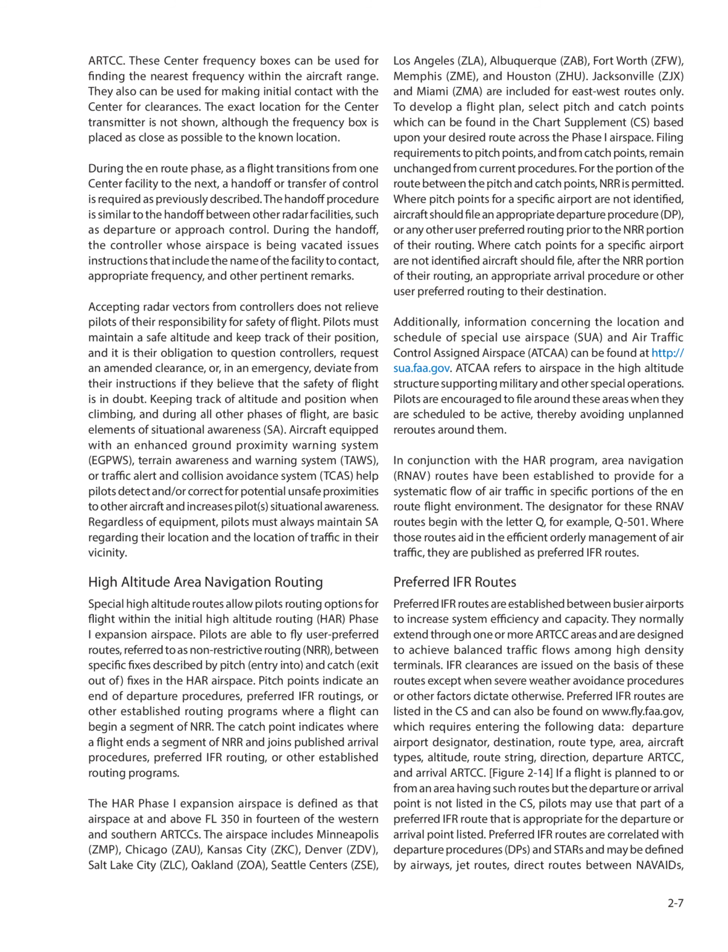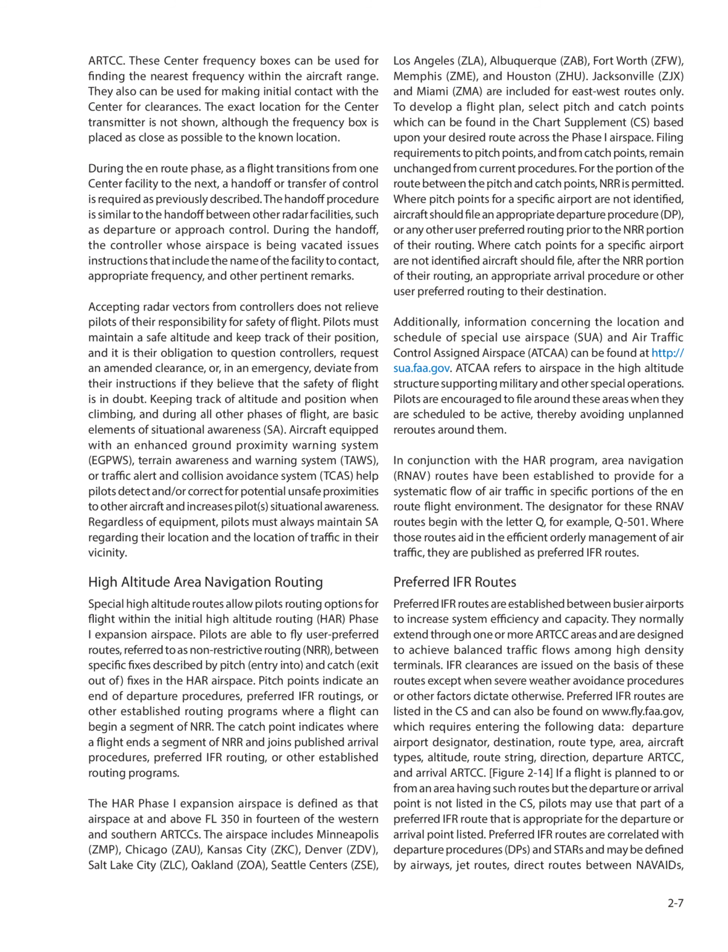High-altitude area navigation routing. Special high-altitude routes allow pilots routing options for flight within the initial high-altitude routing, HAR, phase I expansion airspace. Pilots are able to fly user-preferred routes, referred to as non-restrictive routing, NRR, between specific fixes described by pitch, entry into, and catch, exit out of, fixes in the HAR airspace. Pitch points indicate an end of departure procedures, preferred IFR routings, or other established routing programs where a flight can begin a segment of NRR. The catch point indicates where a flight ends a segment of NRR and joins published arrival procedures, preferred IFR routing, or other established routing programs.